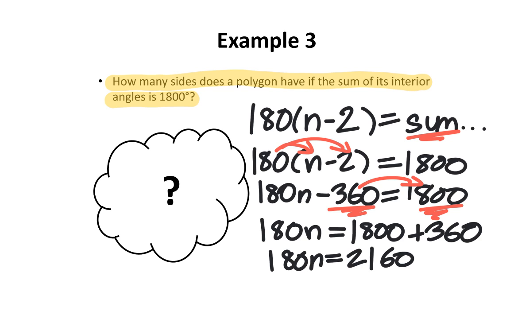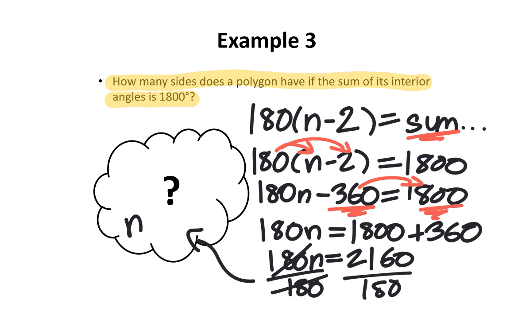We can now solve the equation by dividing both sides by 180. These 180s are going to cancel out. And 2160 divided by 180 gives you the number 12. Therefore, this polygon is a 12-sided polygon.